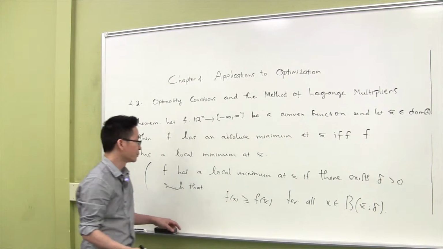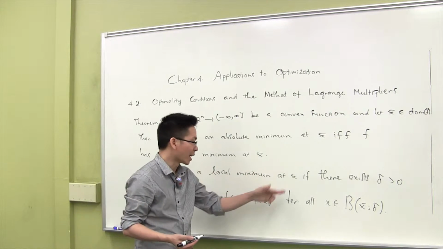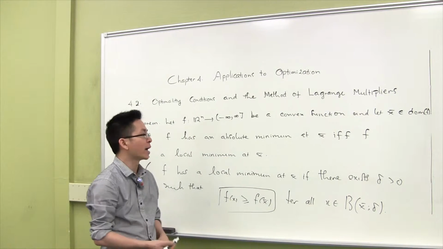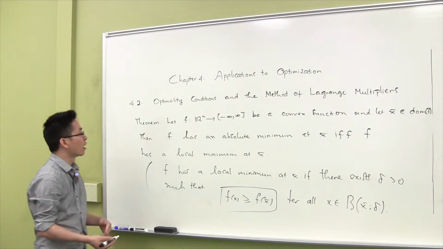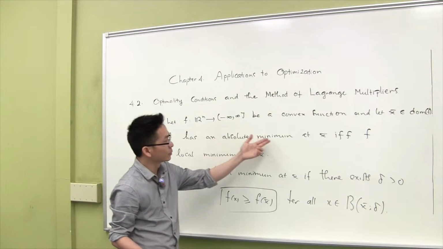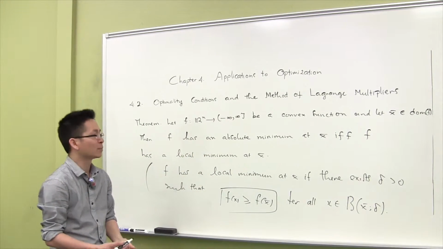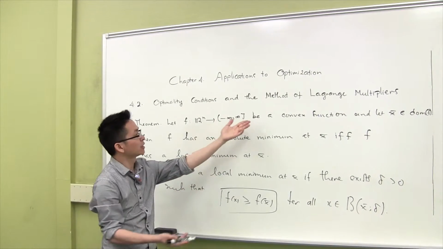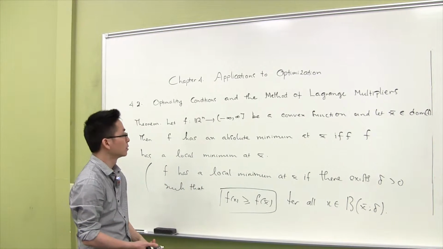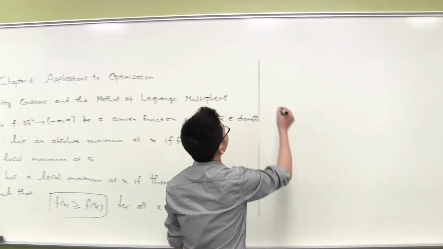Okay, and recall that f has a global minimum at x bar if this inequality is satisfied for all x in Rn. And obviously, if f has an absolute minimum at x bar, then f has a local minimum at x bar. And under the convexity of the function f, we can prove that the converse is also true. Okay, so let me go ahead and give the detailed proof of this theorem.